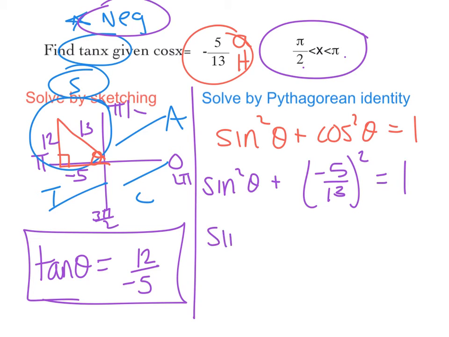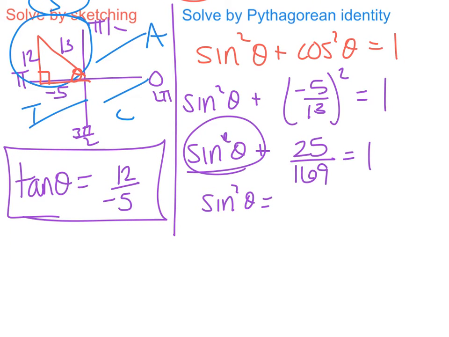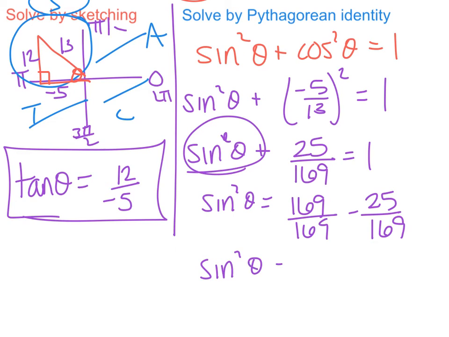So I'm going to get sine squared plus 5 squared is 25, 13 squared is 169, equals 1. Remember, my goal is to solve for sine squared. So sine squared theta equals, now I want a common denominator. So if this denominator is 169, that's simple. I'm just going to make it 169 over 169 minus 25 over 169. So that leaves me with 144 over 169.